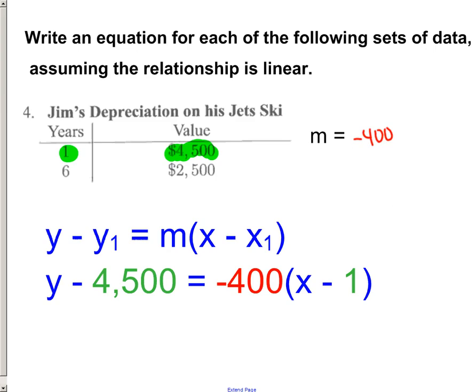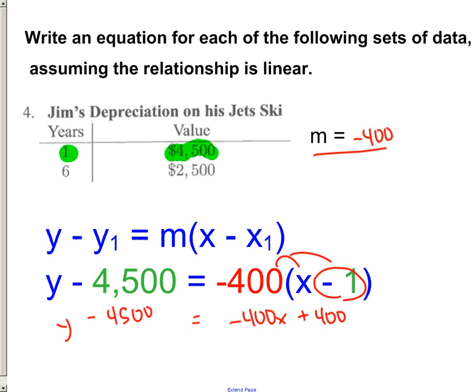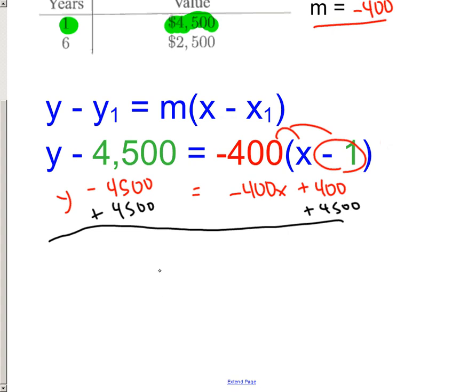Number 4, we found the slope, and we're plugging in those points right there. After we plugged it in, distribute. Negative times negative, because remember it's negative 1, is positive. That can be a big issue there. And then we add 4,500 to both sides. So y would equal negative 400x plus 4,900.